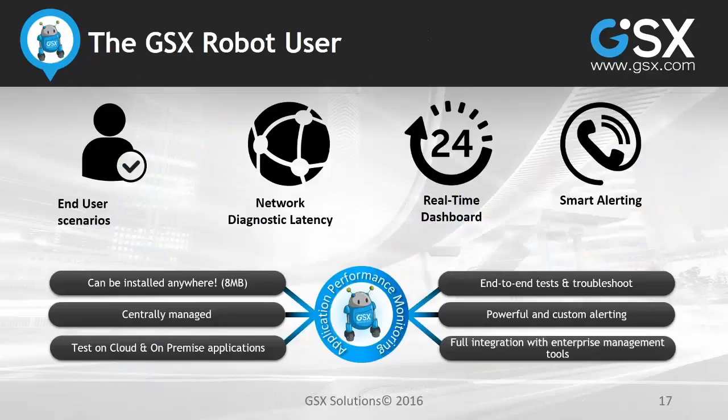And then a little bit more about the GSX Robot User itself. Again, these are deployments that you put in your environment at critical network locations. They're going to be performing end-user scenarios, doing things like a user would, opening mailboxes and routing email messages, accessing OneDrive locations and SharePoint sites, etc. Network latency diagnostics as well, measuring the performance of the network out to your 365 tenant.